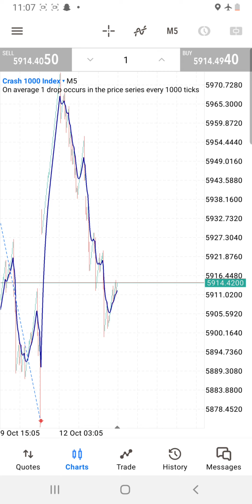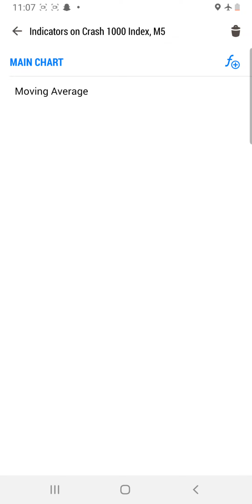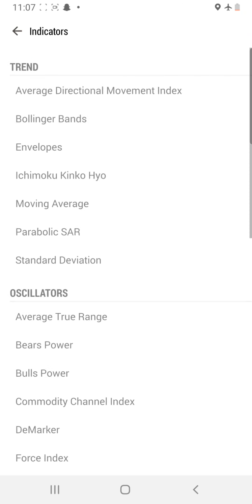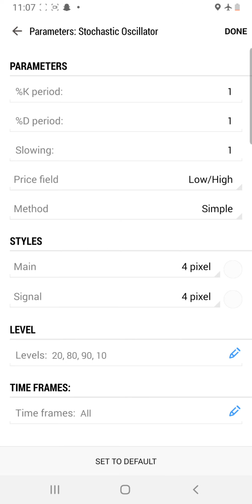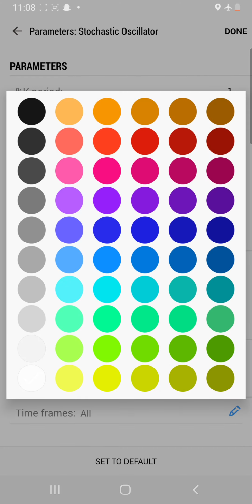The next indicator that we need is going to form our indicator window 1. It's going to add what is called the stochastic oscillator. You find it under oscillators, and this stochastic oscillator should have the following properties. We want it to have a %K period of 1, a %D period of 1 as well, a slowing of 1, a price field of low/high, a method of simple, and then on the styling I chose the same color as my background, so I have a white background.